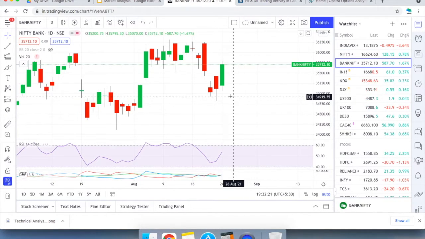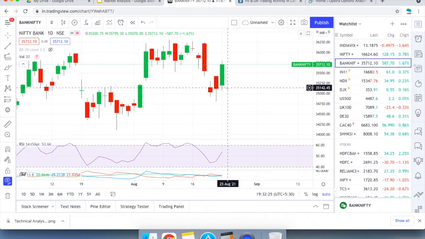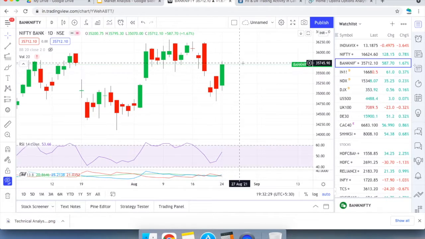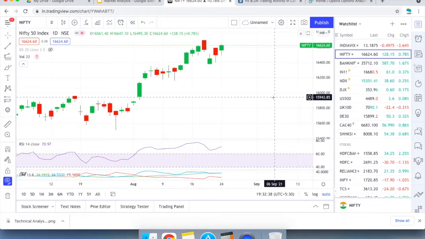Bank Nifty, we had a very bullish candle, right? That also was at a support zone of 35,000, and then it bounced from there to close around 600 points, 587 points up, while Nifty closed 128. So it was a bullish day overall.